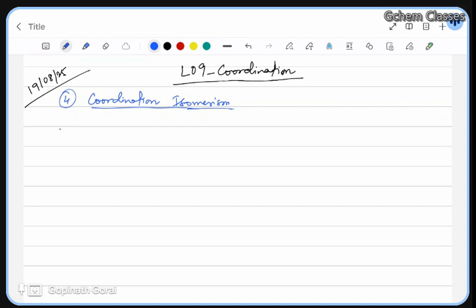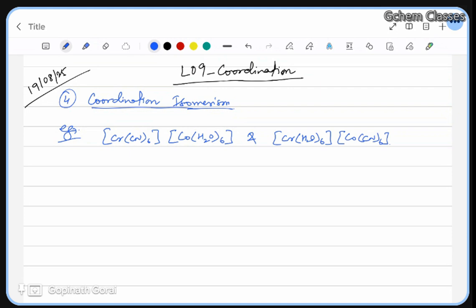Suppose we have an example: chromium CN6, six cyano, and then one more complex along with this, cobalt hexaaqua, right? Now these two complexes are together. In this case, what is the coordination isomer for this? So you will have chromium with water 6 times and cobalt with cyano 6 times, right?